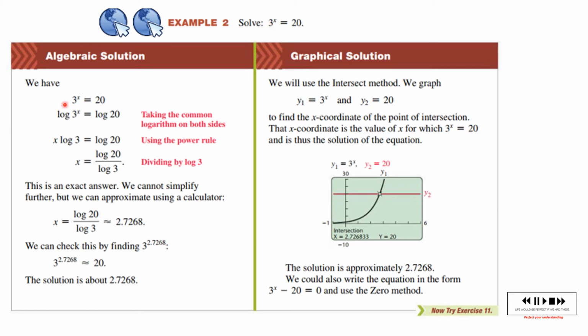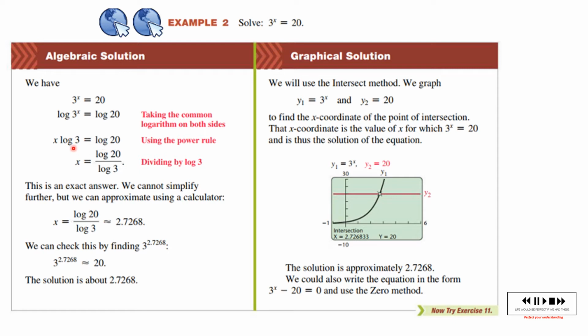The algebraic solution is we're going to realize that, oh, I can take the logarithm base 10 of both sides. Then I use the property of logarithms that tells me that this x comes out in front. So we have x times the log 3 is equal to the log of 20. I just took logarithms of both sides.